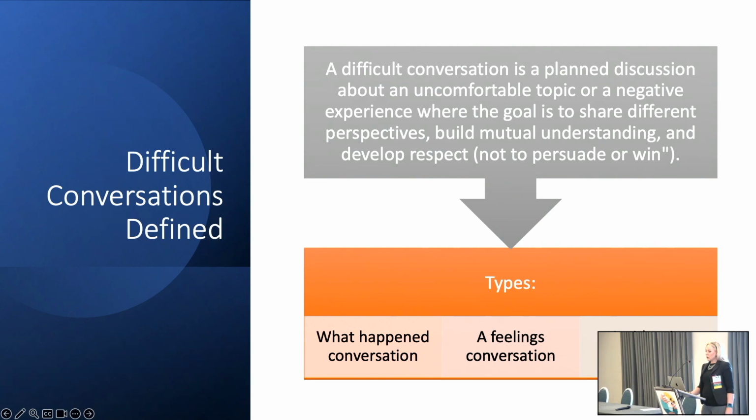So there's different types of conversations you can have. There's a what happened conversation. There's a feelings conversation. There's an identity conversation. And when you look at those three different types, the what happened one really is a conversation that occurs when there are discrepancies between you and the other person's perception of the events. So this is really an information exchange. It can turn into a us versus them if you're not careful.